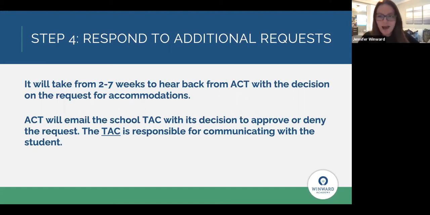So from when you apply, I recommend you put reminders in your calendars, maybe 2 weeks, 4 weeks, 6 weeks.